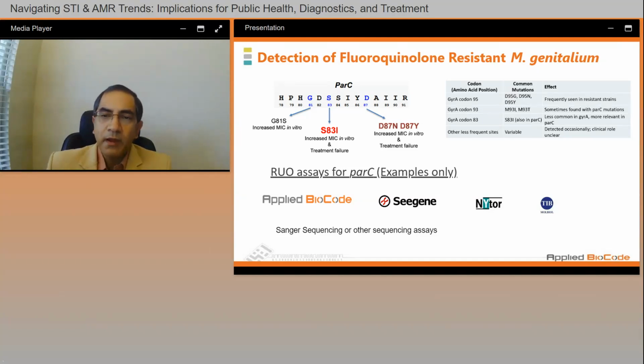Again, there are no FDA-approved assays for resistance testing in Mgen. LDTs can be developed using sequencing-based assays or by using mutation-targeted real-time PCR assays. A few commercially available RUO assays are listed at the bottom of the slide, including an assay from Applied BioCode. These RUO assays can be utilized to develop lab-developed tests and offer it for fluoroquinolone resistance testing.